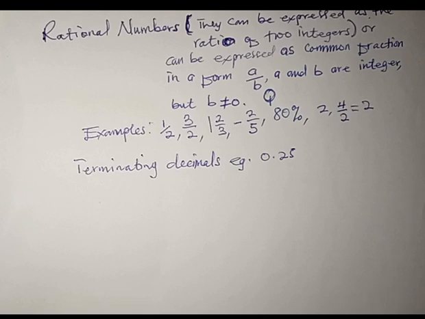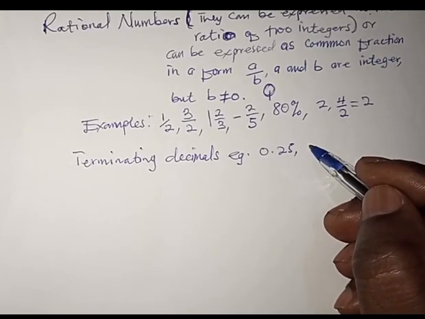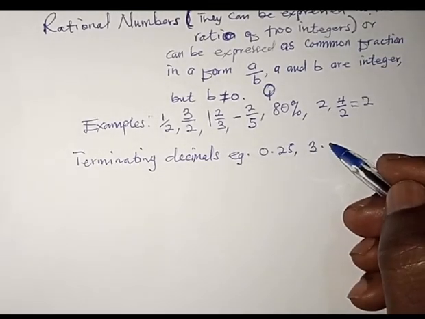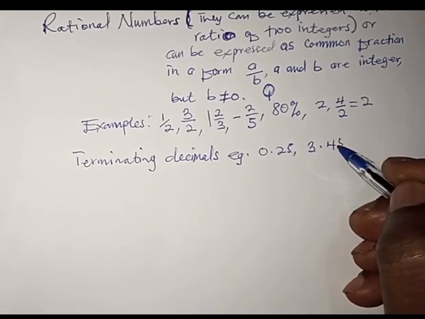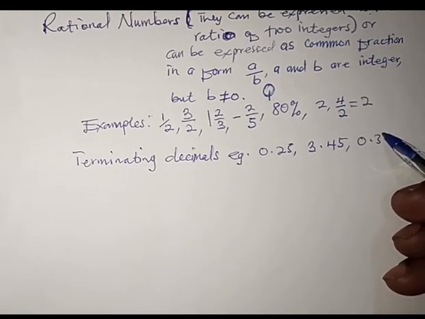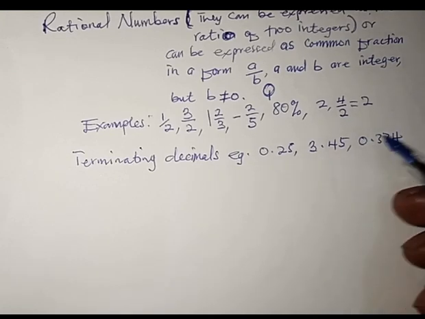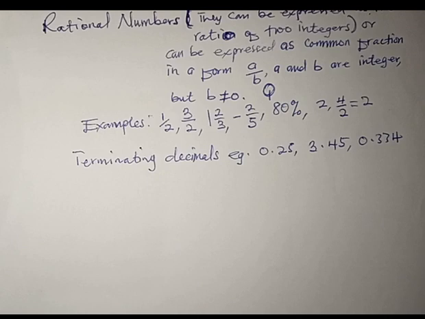So all these terminating decimals are also examples of rational numbers. When you are asked to give examples, you should be able to give some of these. Let me add more terminating decimals: 3.45, 0.334. All these are examples of terminating decimals. So rational numbers can also be terminating decimals.